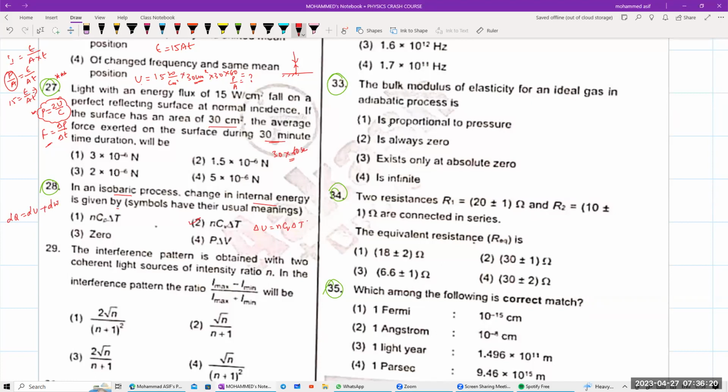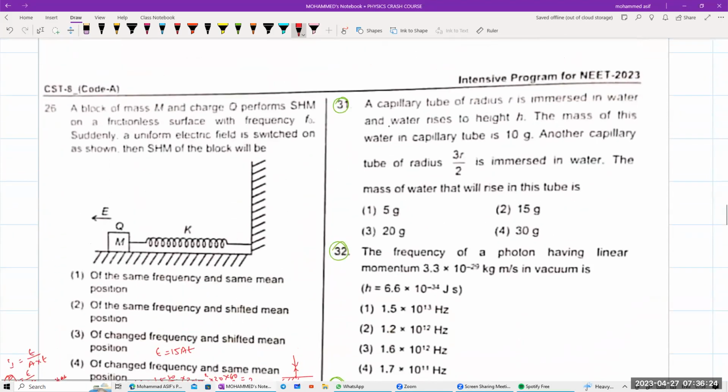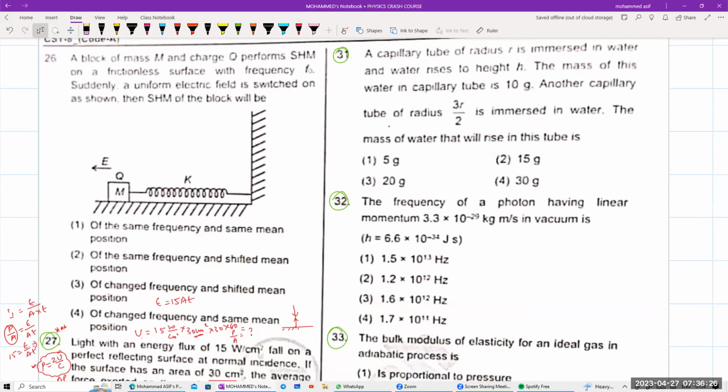Check. Question number 29 we'll do later, 30 also will be done later. So we have done the short one, that is question number 31, which is associated with your capillary tube. I hope you can do this question better.